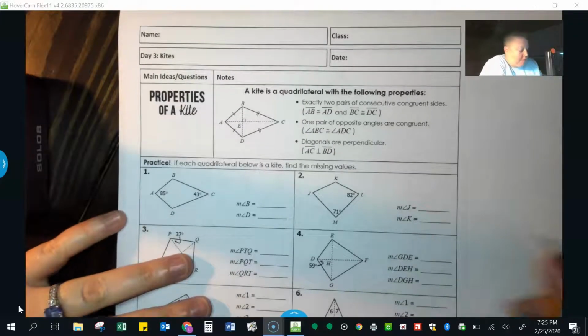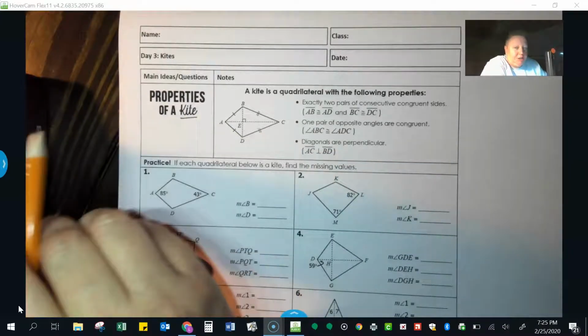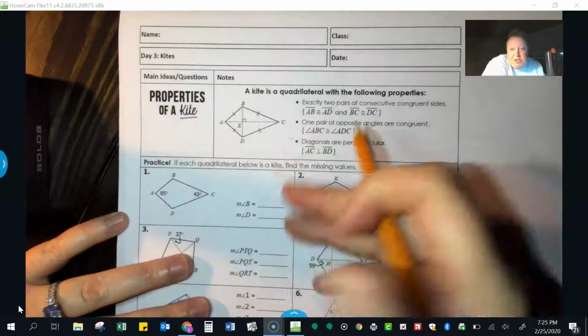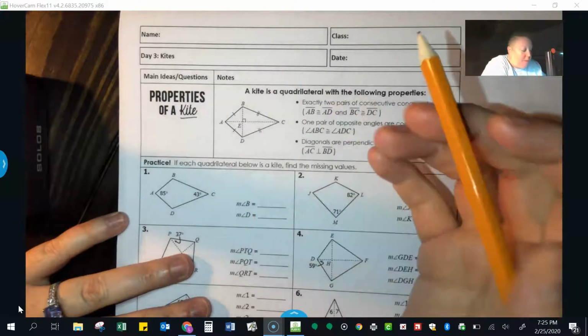Let's learn some things about the properties of kites. This is going to come in especially handy next week when we start building our kite. There's a reason that these shapes are called kites. And the kite that you build next week, you're going to want to have these properties.